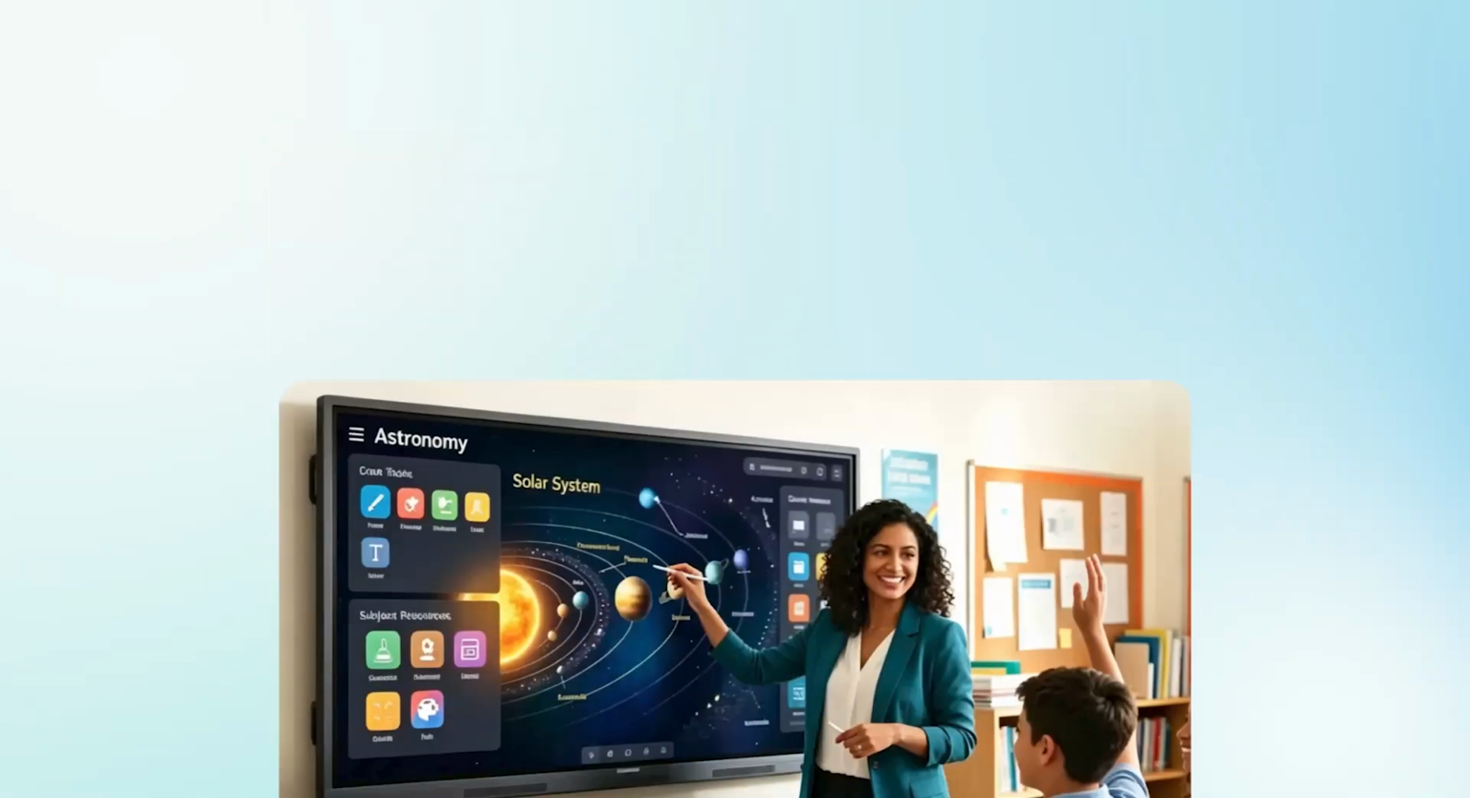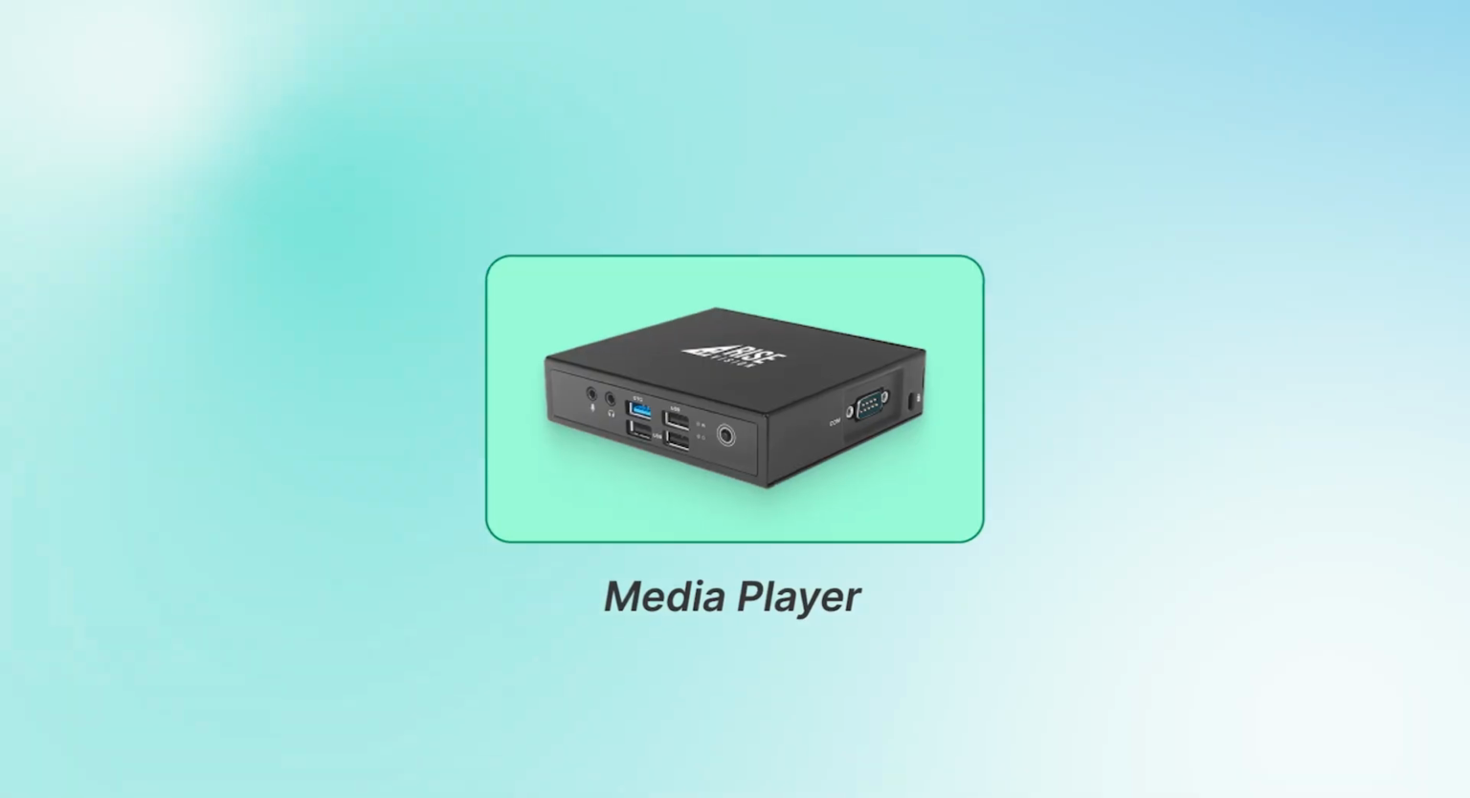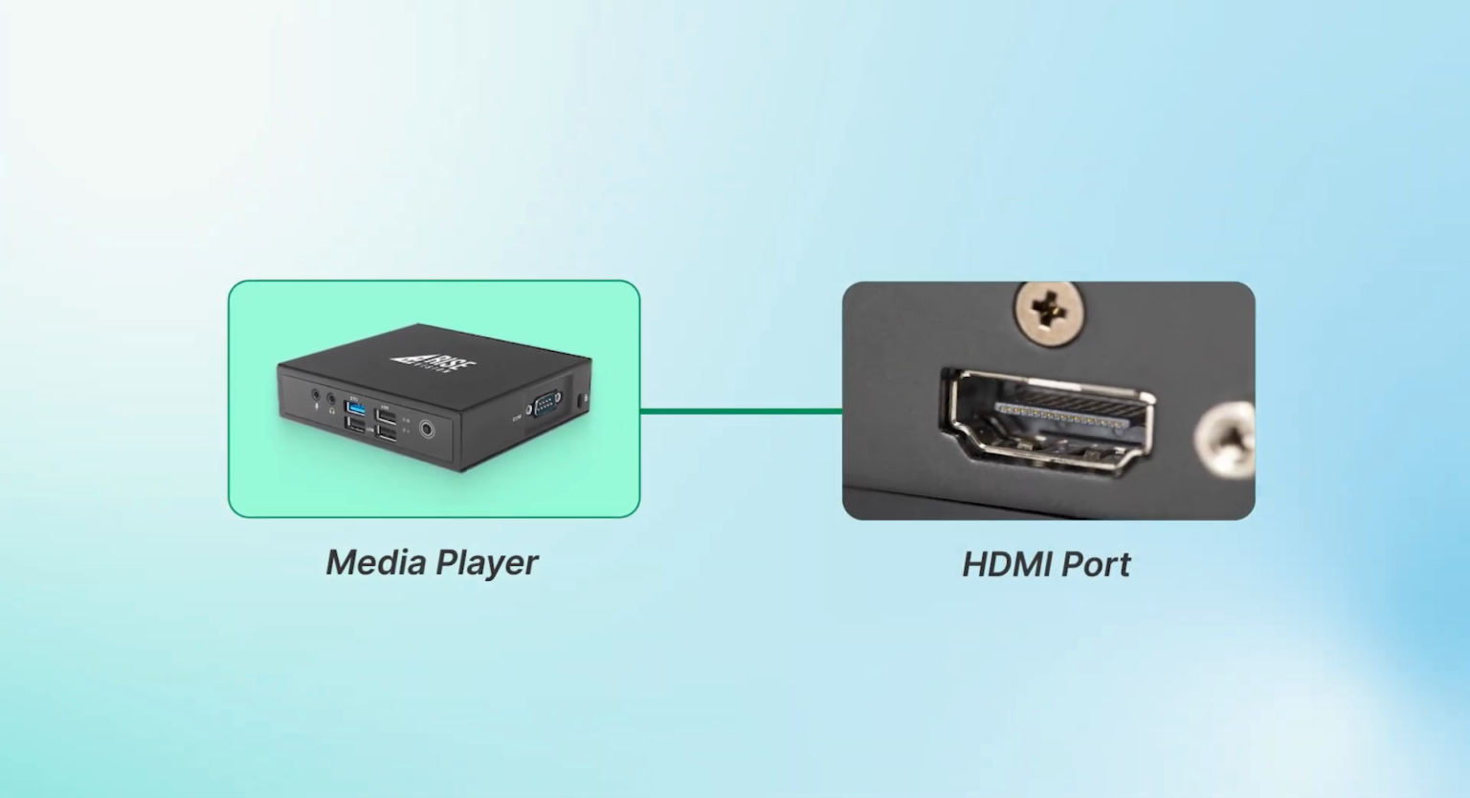Now, some screens already have a player built in, like smart TVs or the big touch screens that you're going to have in the front of a classroom. But a lot of the time, these can only handle a few basic images and announcements before they start to slow down. If you want to run anything more than that, you should plug a separate player into the HDMI port of that screen.